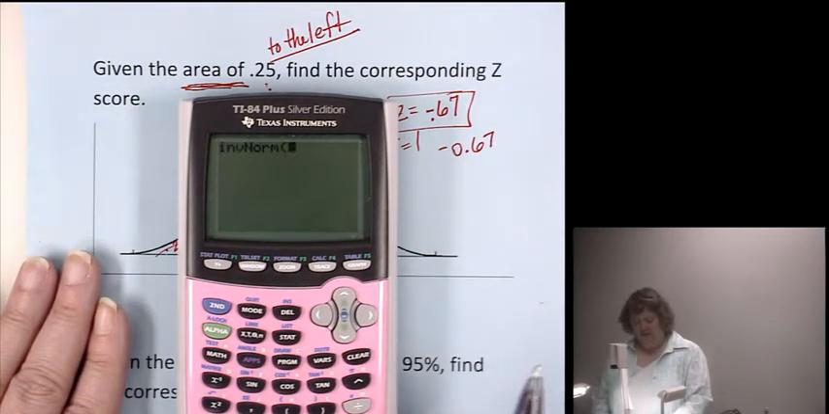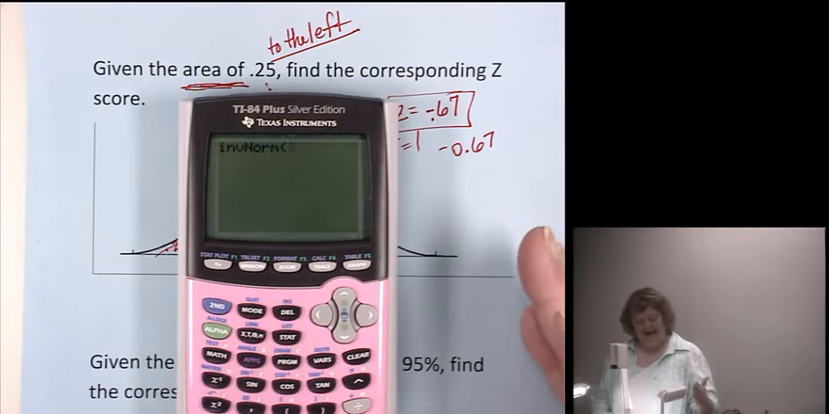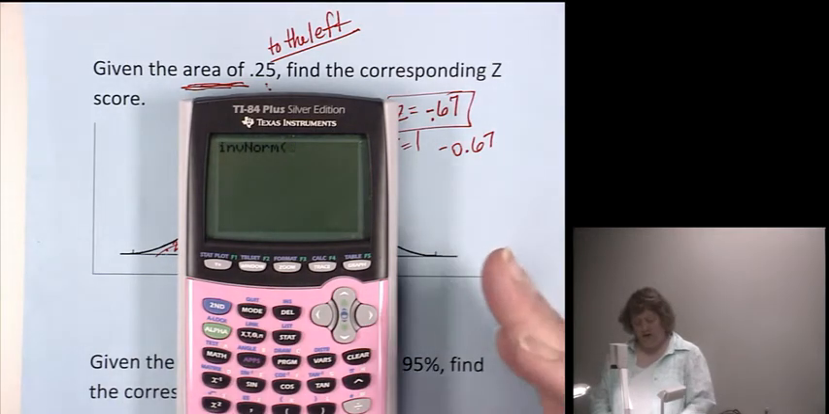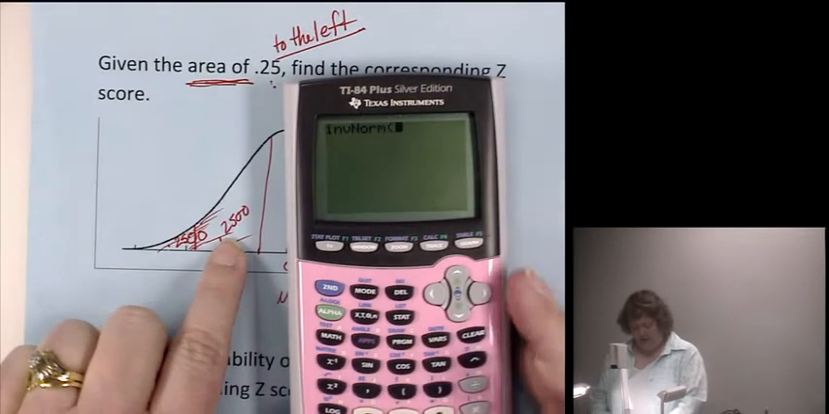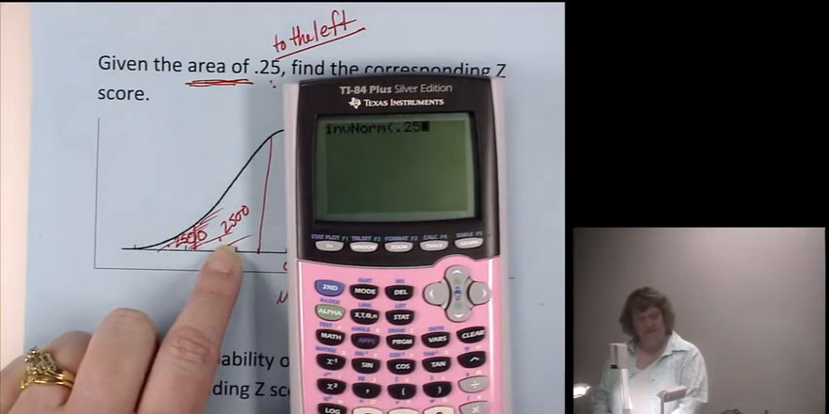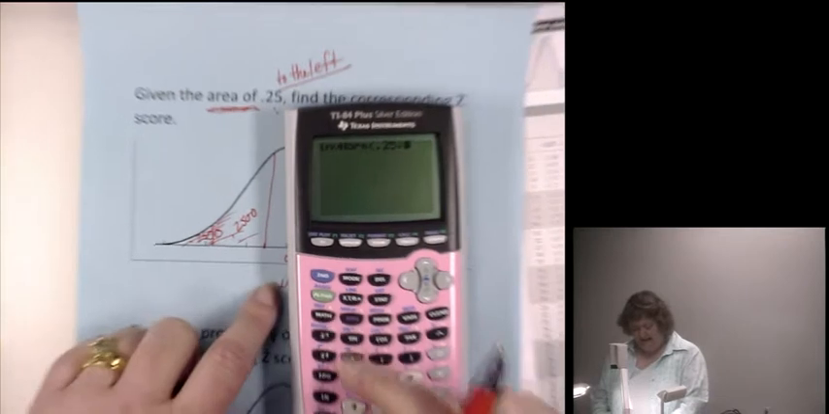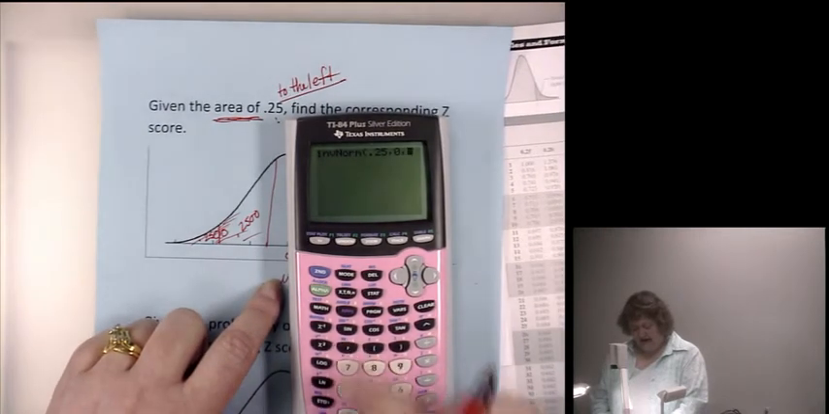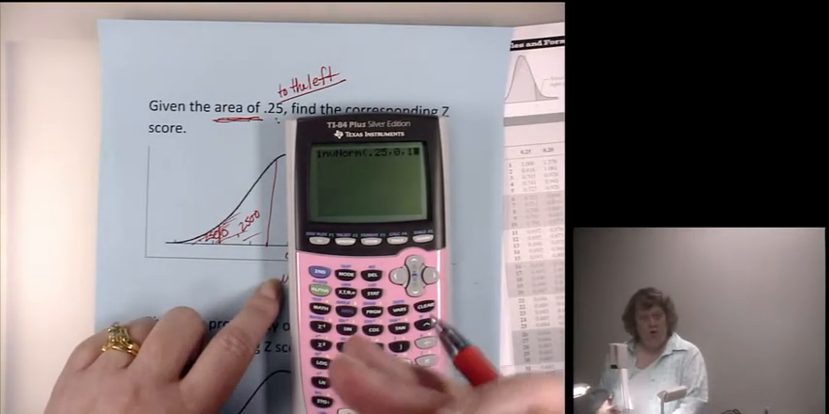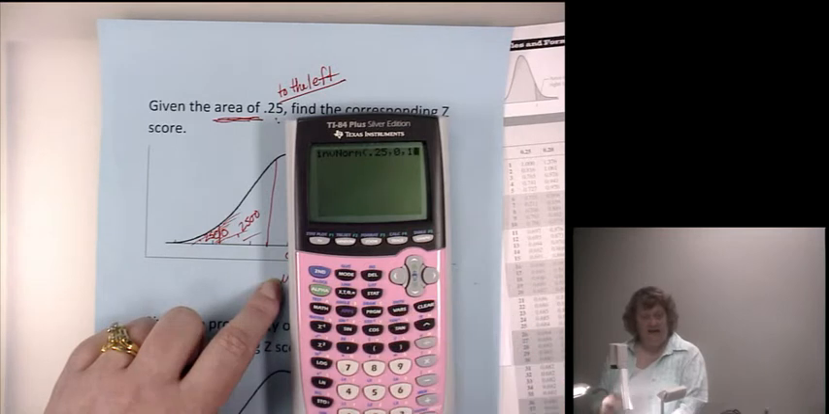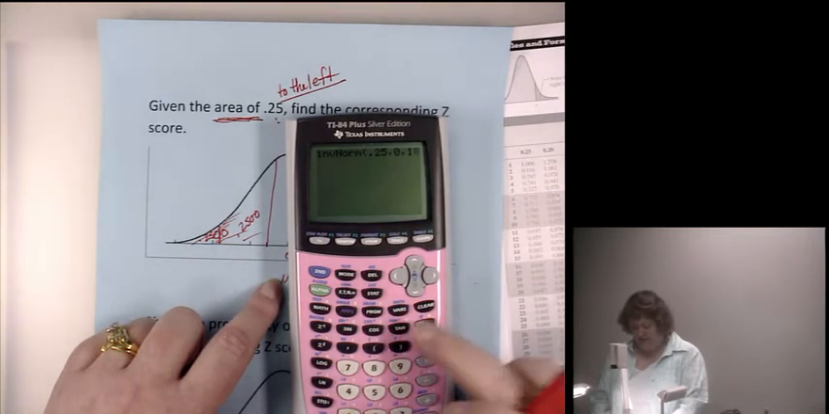Okay, so we want to type in what area is to the left of our mark. Well, to the left of our mark is that 0.25. Our mean is 0, our standard deviation is 1, or we can just leave that off because the calculator will assume a standard normal.